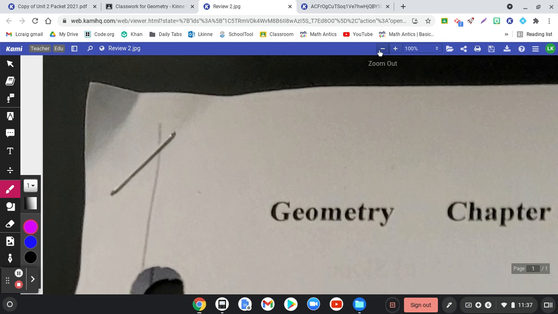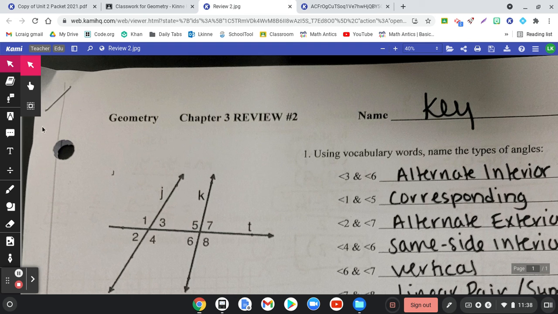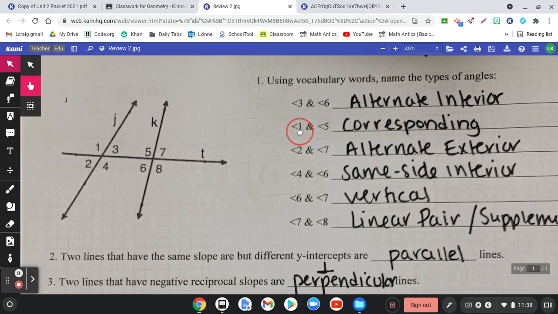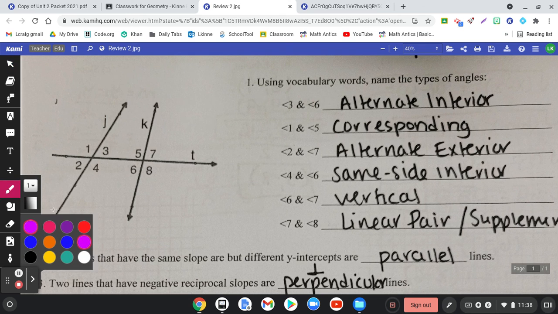All right, let's zoom this out a bit. So I'll go over some of these with you, but I figured we could talk about a few of them. So the first one was just using your vocabulary words. So remember, when you're talking about interior and exterior, you're talking about the parallel lines. Now I know these are not parallel, but they're the two lines that don't intersect in the picture.